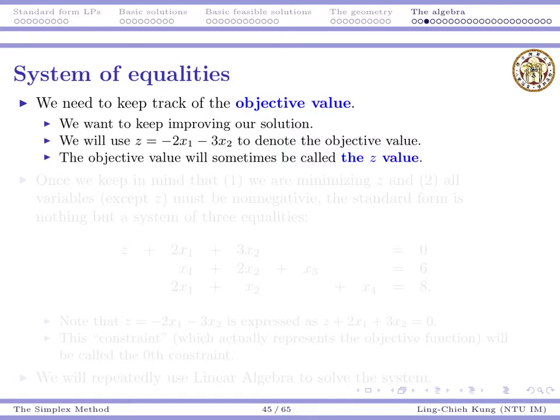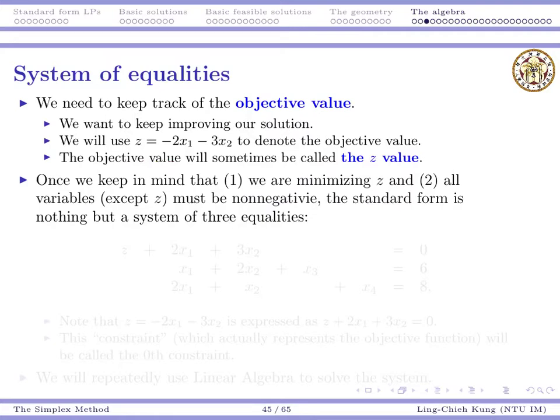So we need to keep track of the objective value, right? Because we need to keep improving our solution, and the objective value is certainly the record for the performance. So we're going to denote one variable z to call the objective value, and that's why the objective value will in some places be called the z value. Because we know that we are minimizing z, and all the variables except z must be non-negative. So the standard form can be just expressed with three equalities like this.